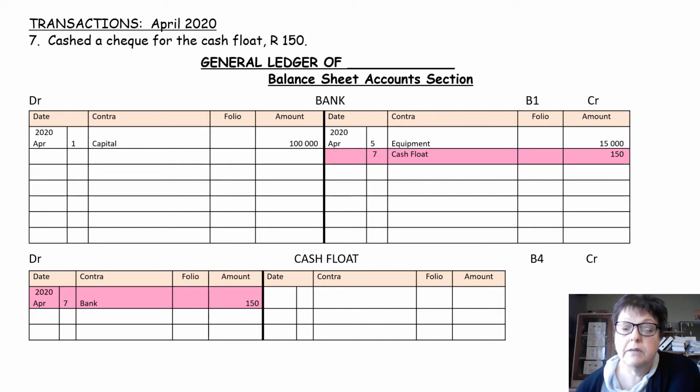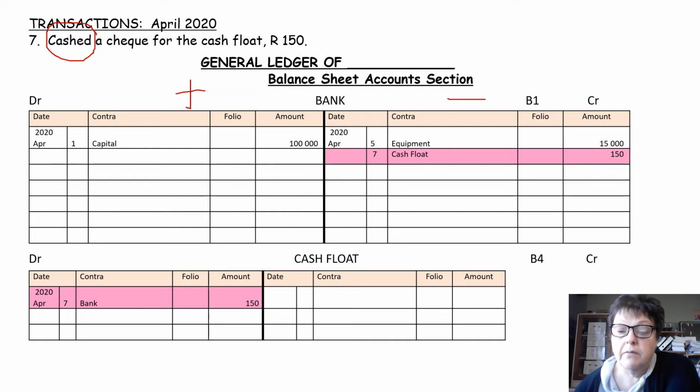Next transaction on the 7th, we cashed a check for the cash float. Remember, cashed a check means you go to the bank with the check in your hand, you give the check to the cashier and that person will give you the cash. Again, first question is this business getting money or spending money? Cashing a check is spending money. Where is the money going to come from? From bank. Bank being an asset increases on the debit side and decreases on the credit side.